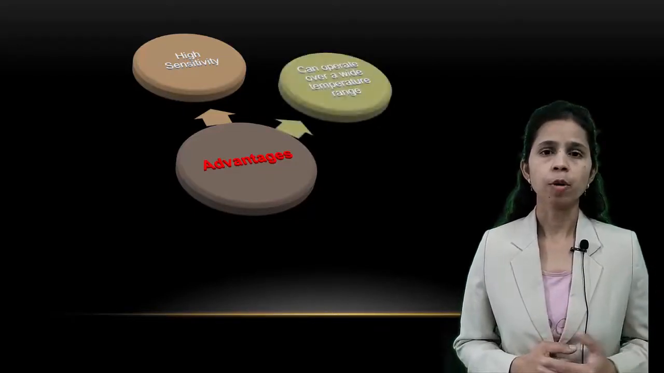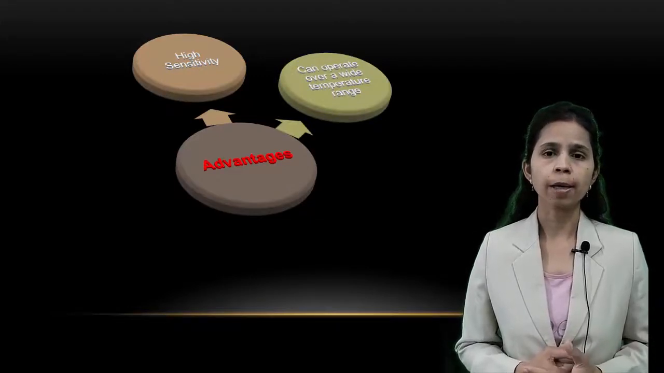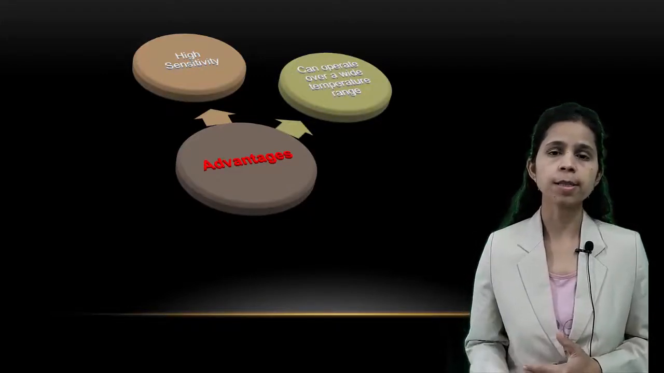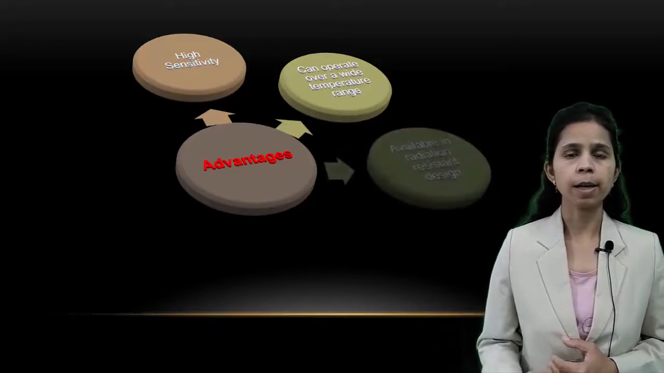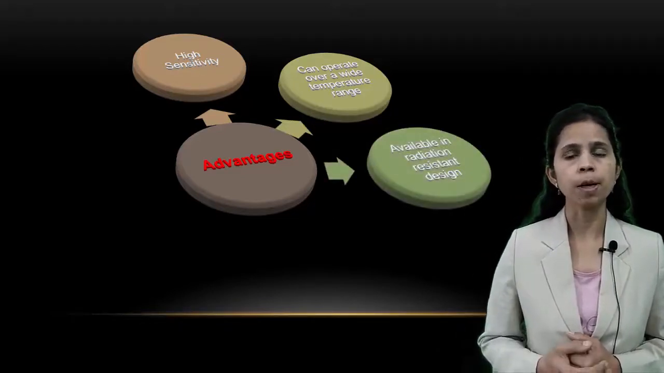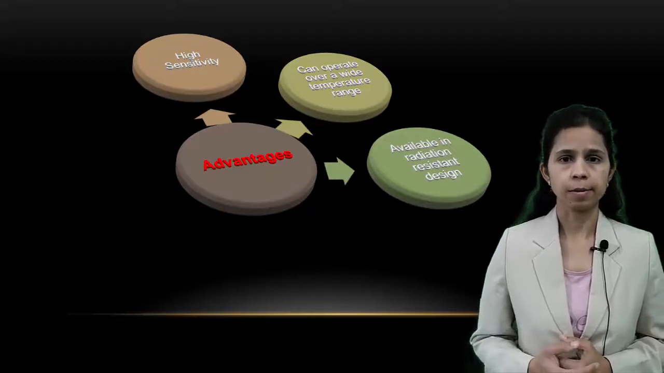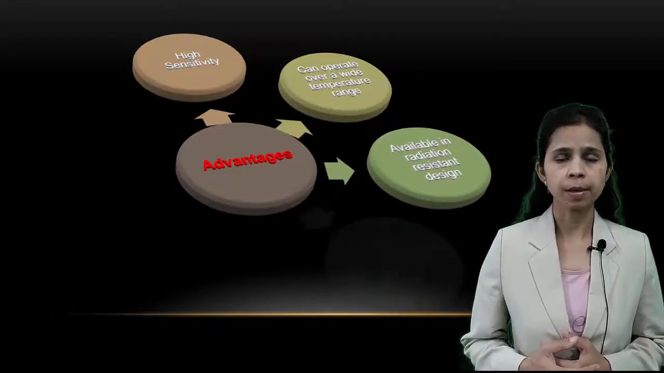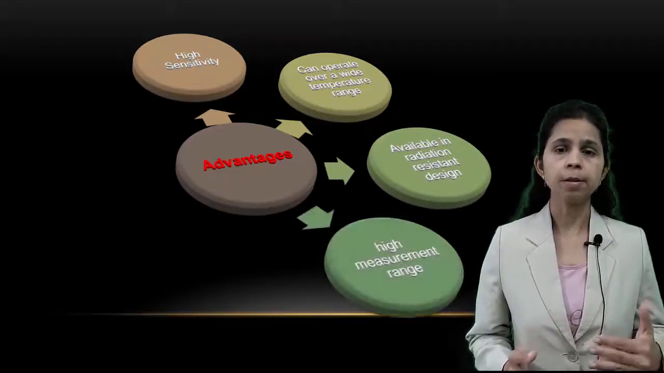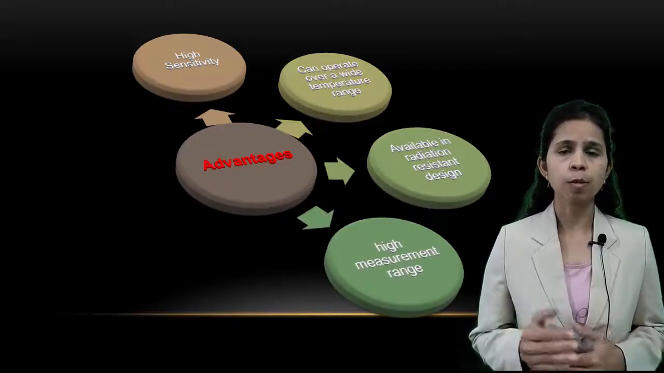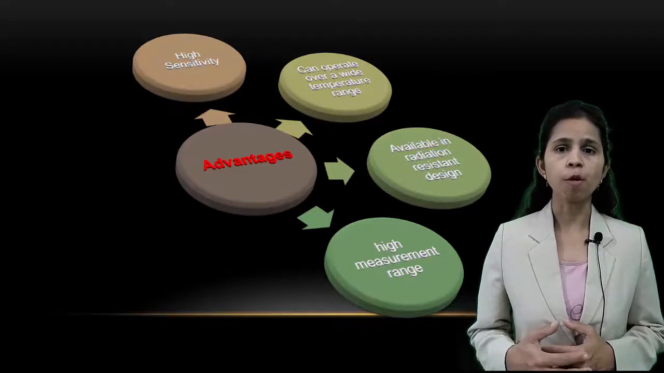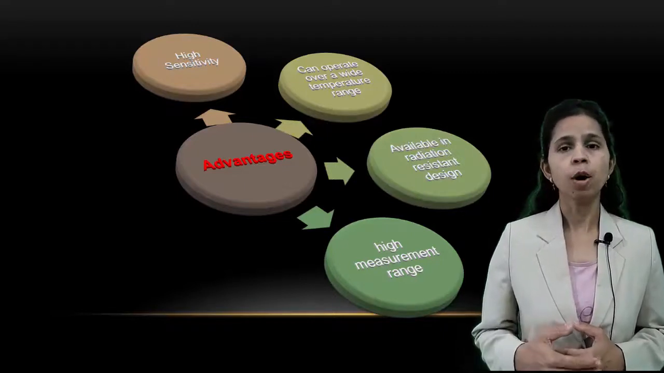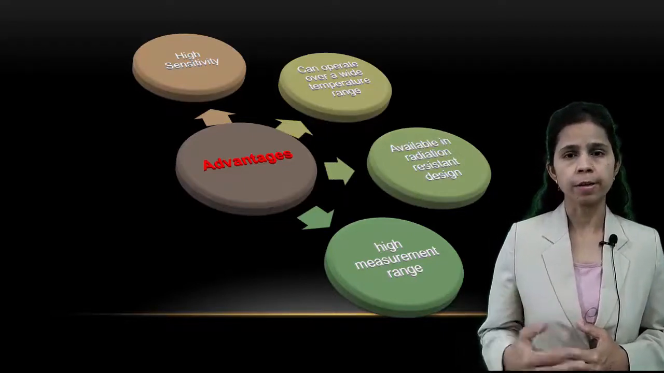LVDT can operate over a wide temperature range from -265 degrees centigrade to 600 degrees centigrade. LVDTs are also available in radiation resistant design for operation in nuclear reactors. LVDT has a high measurement range. LVDT can measure movements as small as 0.01 micron to several inches, and they are also capable of measuring positions up to plus minus 30 inches.